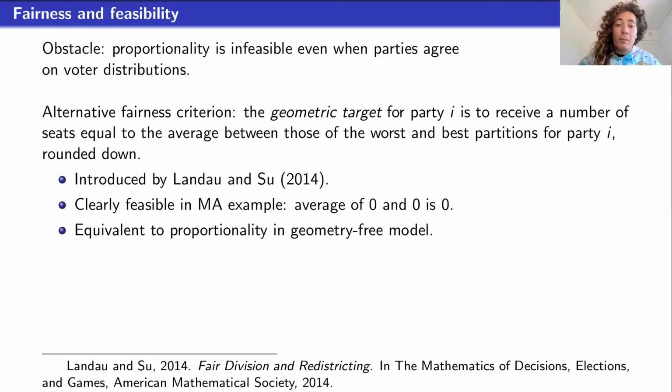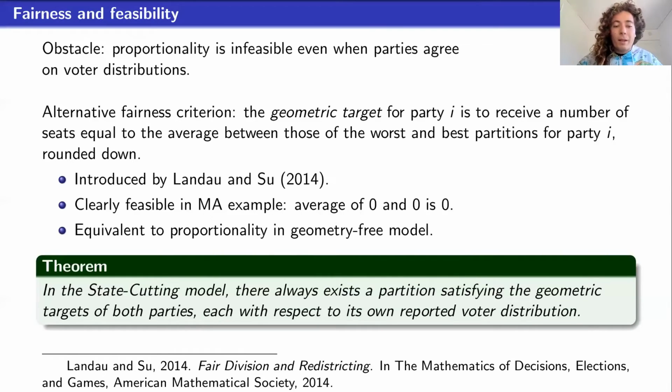And in the geometry-free model, this axiom is equivalent to proportionality, it turns out. So that's why it's kind of nice. When it's impossible to be proportional, it doesn't ask you to do something impossible. But in the geometry-free model, where it is possible to be proportional, then they're the same thing.